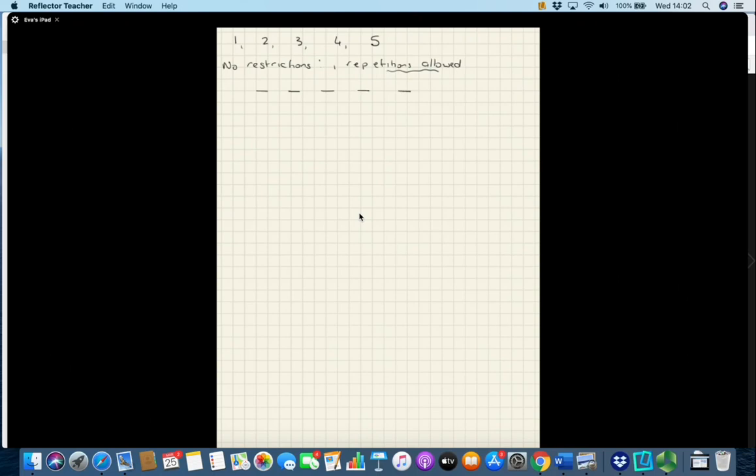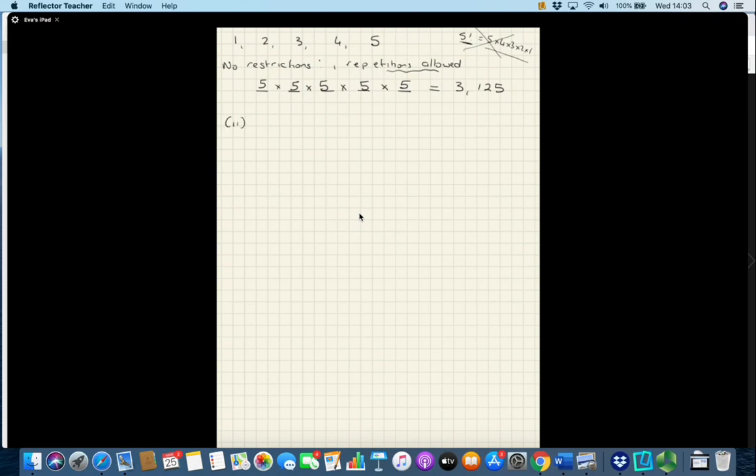How many options have I for that first digit? Well, I have all 5. I am allowed repetitions, so I still have 5 options for the second one, 5 for the third, 5 for the fourth, 5 for the fifth. Remember what 5 factorial would be? 5 by 4 by 3 by 2 by 1. So factorial automatically assumes that no repetitions are allowed, so it's not that in this case. 5 by 5 by 5 by 5 by 5 is 3,125 5-digit numbers that can be formed from 1, 2, 3, 4, 5 with repetitions allowed.